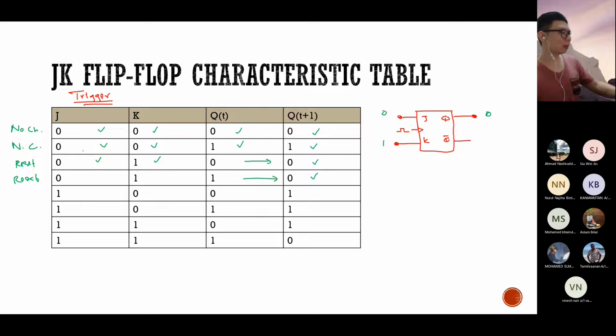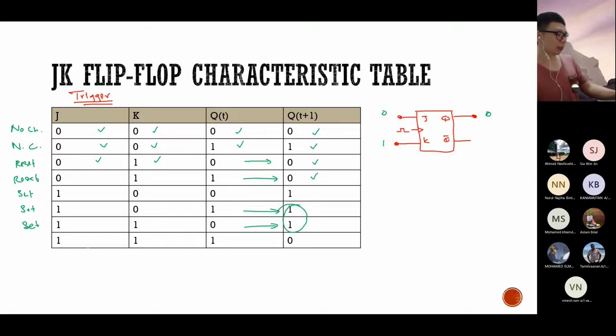The opposite happens if you have 1, 0 like this. This puts your flip-flop into a set mode. 1, 0 puts you into a set mode, and in set mode, your flip-flop makes your output 1. So if you give 1, 0 over here and your existing output is 1, it's going to make it a 1. If your existing output is 0, it's going to make it a 1. So no matter what happens, your flip-flop will make your output 1 if you give this value. So this is also a set mode.